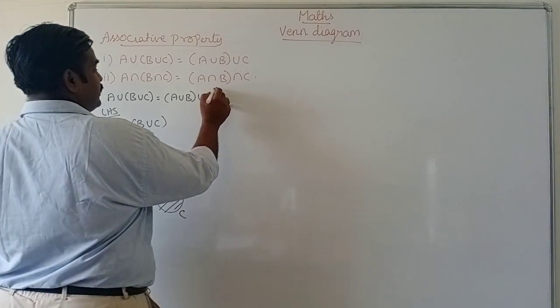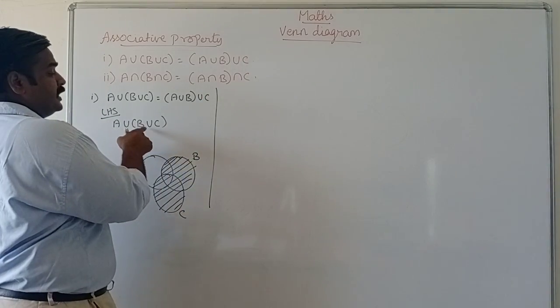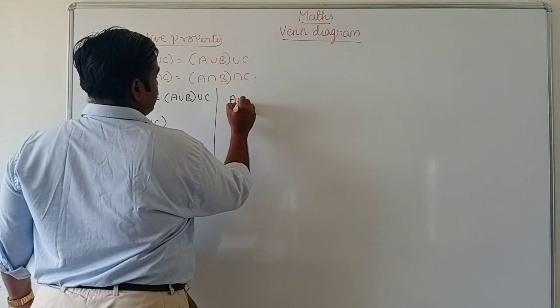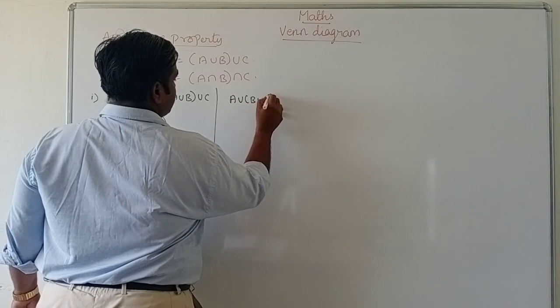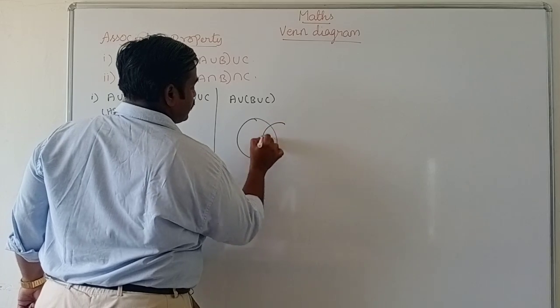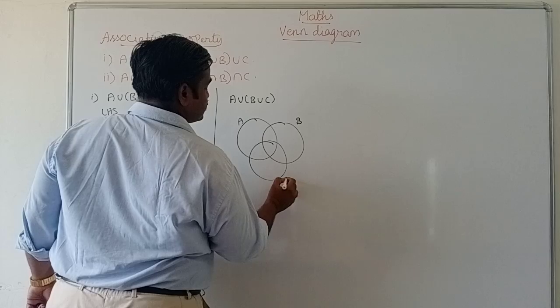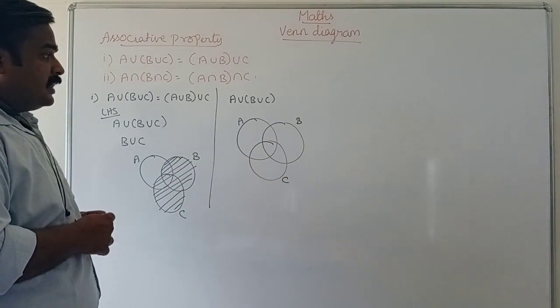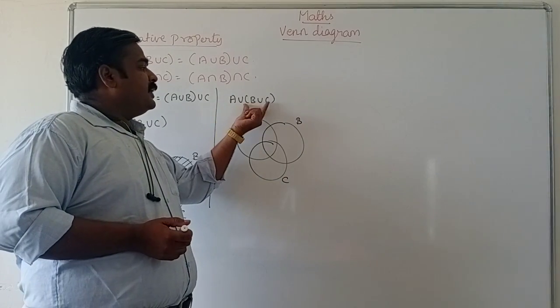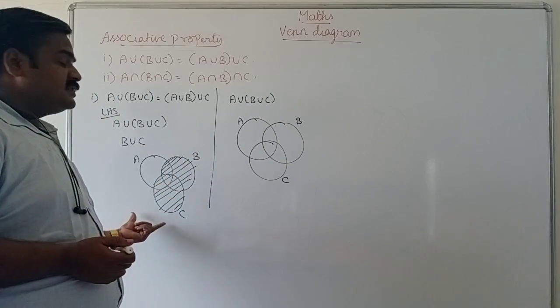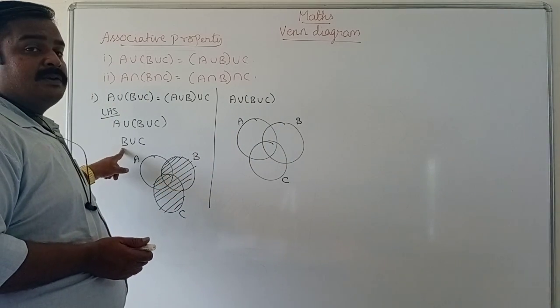And what is the next thing you need to draw? The next one is A union (B union C). Once again you can draw these three circles. One represents A, another one represents B, another one represents C. Now A union (B union C). Where is B union C? B union C is here. This diagram represents B union C.